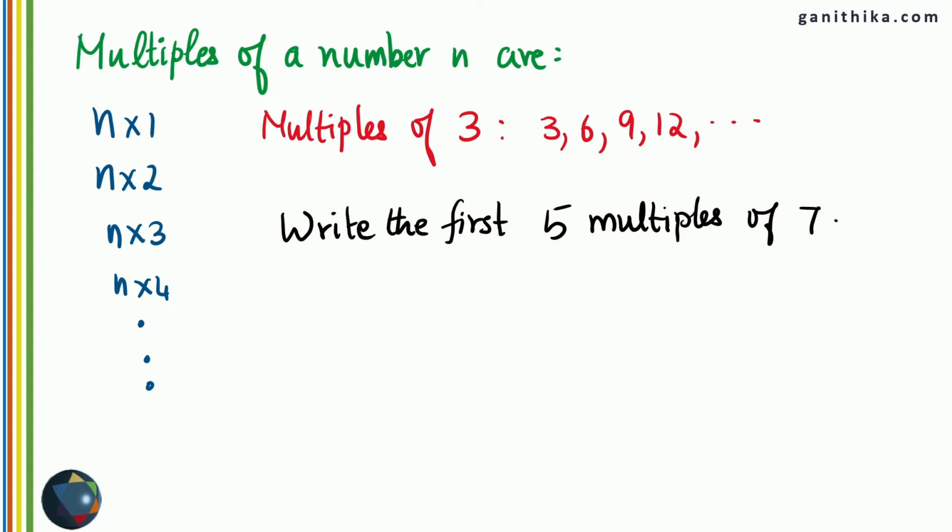Now try to write the first 5 multiples of 7. Write it in your notebook. So it starts from 7 times 1, 7 times 2, 7 times 3, 7 times 4, up to 7 times 5. So the first 5 multiples will be 7, 14, 21, 28 and 35. You don't put the 3 dots there because I just asked you to write the first 5 multiples only. So stop at 35.